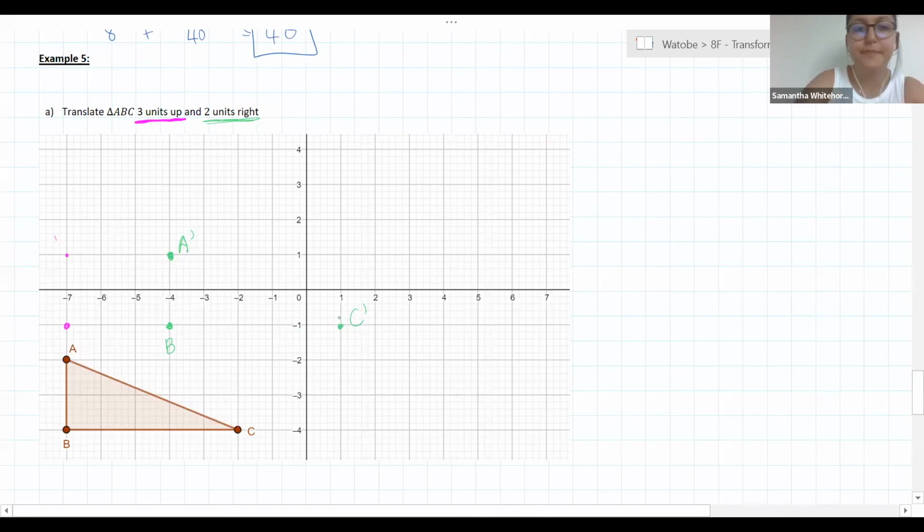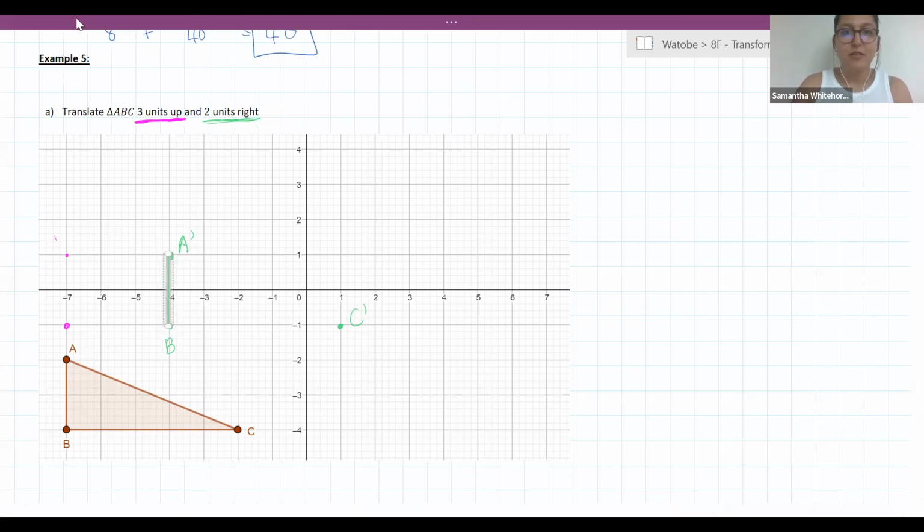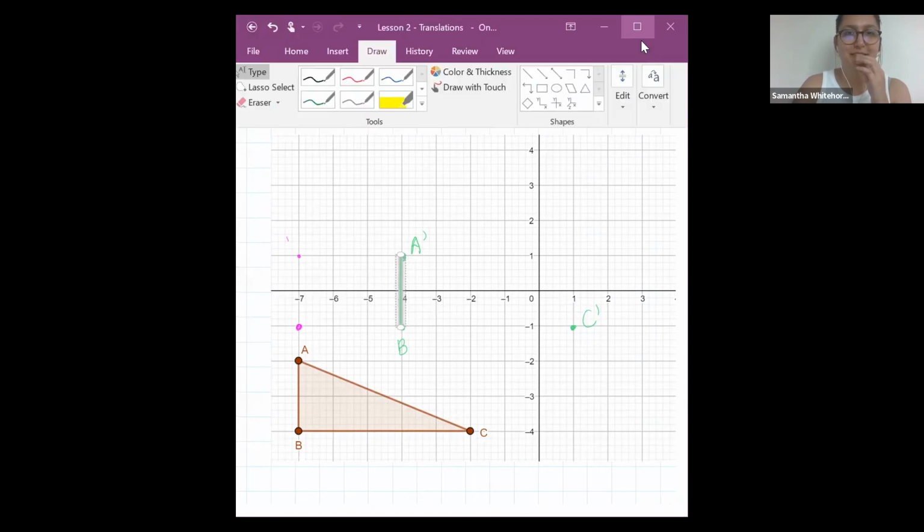Right, there we go. Now that I've done both translations, I did up and I did right, I can now go draw my triangle in. So I get my ruler, get my pencil, and I draw in my straight line. So there's AB. It's gonna fight with me too. Oh, golly. Me and technology today, we're just fighting. Can't tell you what's happening, guys. Very sorry.